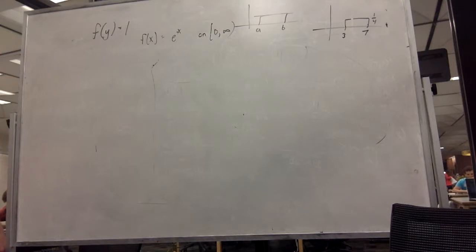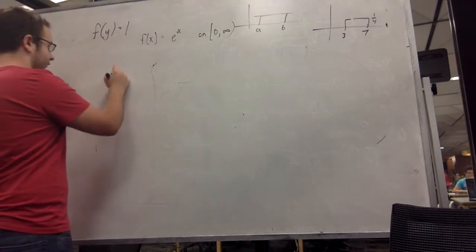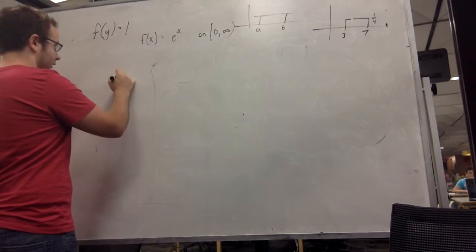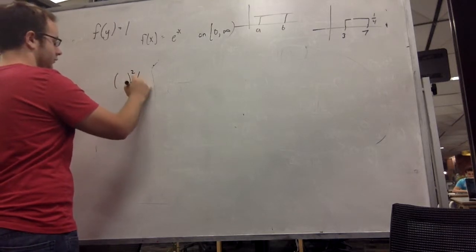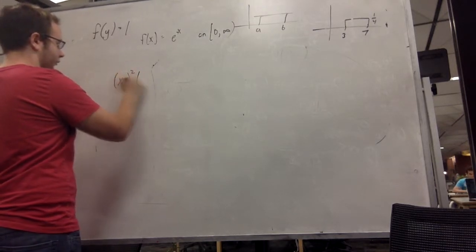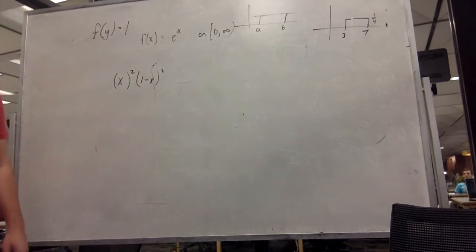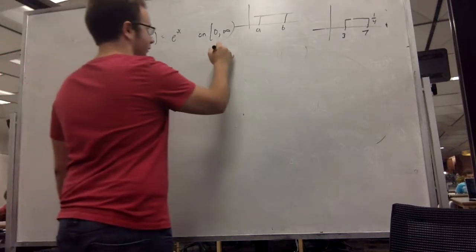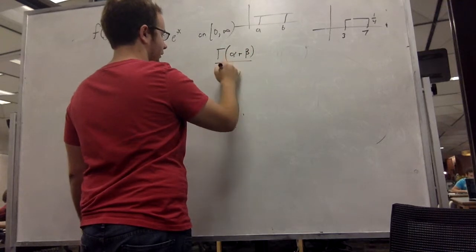Beta distribution with alpha and beta both 2. So that means what? It looks like this: x squared, 1 minus x squared, and then there's some constant here. Yeah, that's Gamma of alpha plus beta over gamma of alpha times gamma of beta, right? Yeah, exactly. Or is it 1 over that? No, you're right.